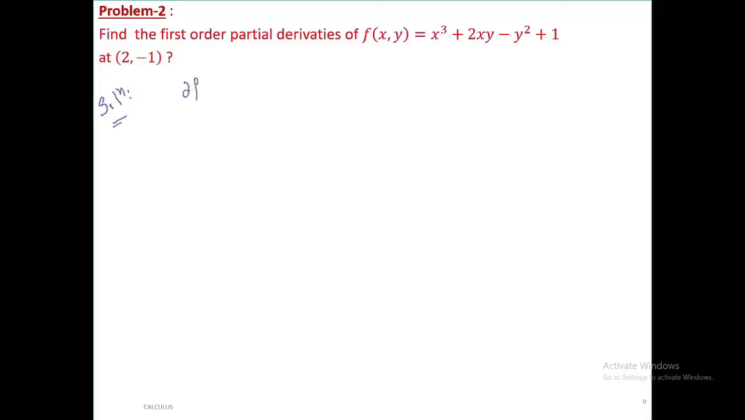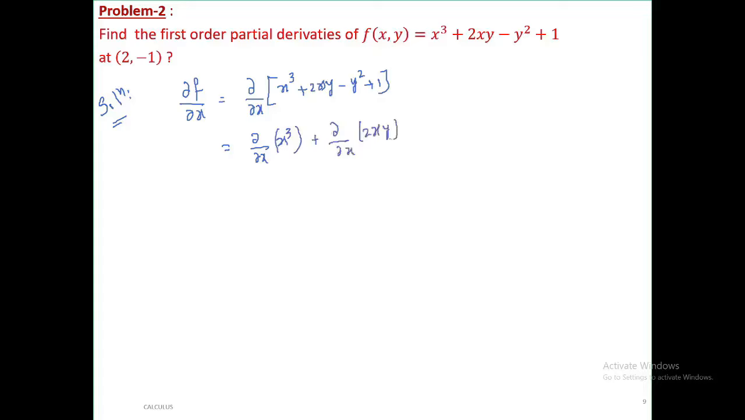So first, ∂f/∂x. That means ∂/∂x of what is f? x³ + 2xy − y² + 1. Now apply the partial derivative separately. So ∂/∂x of what will we get? ∂/∂x of x³ plus ∂/∂x of 2xy, minus ∂/∂x of y², and plus ∂/∂x of 1.